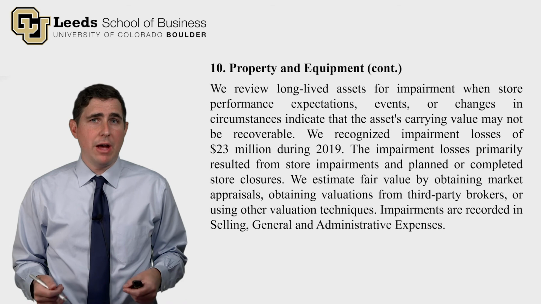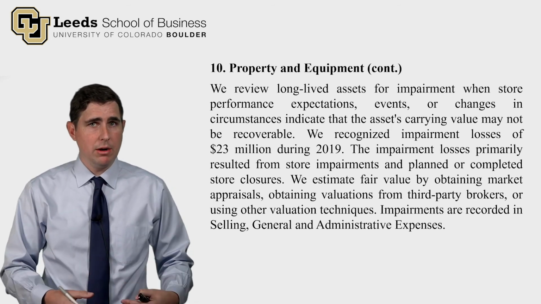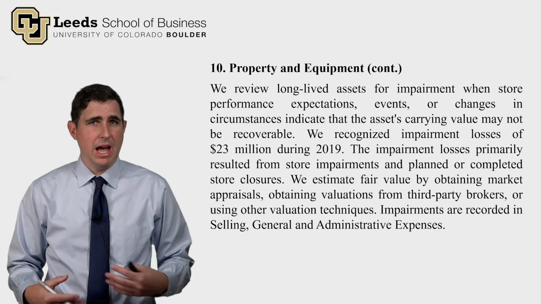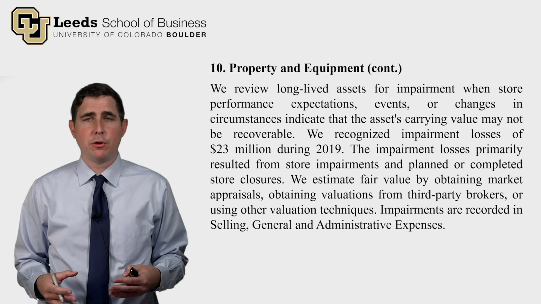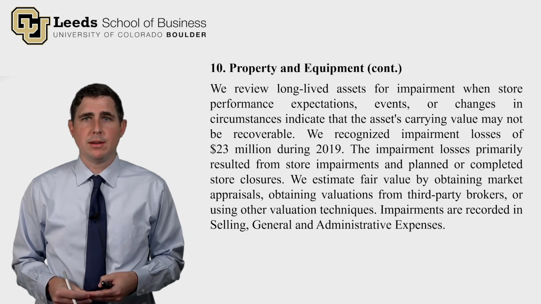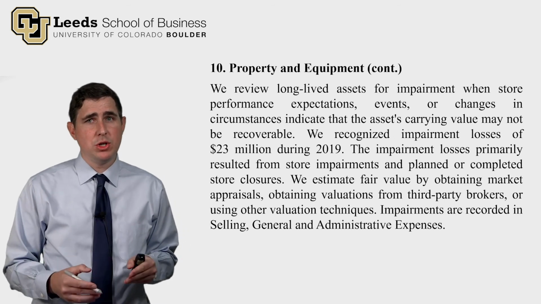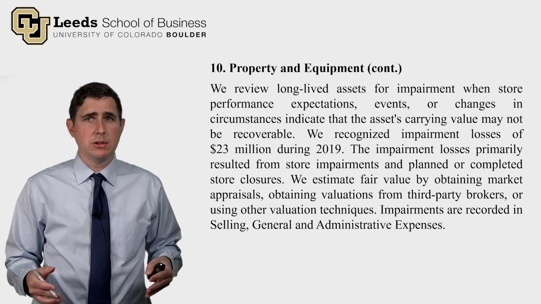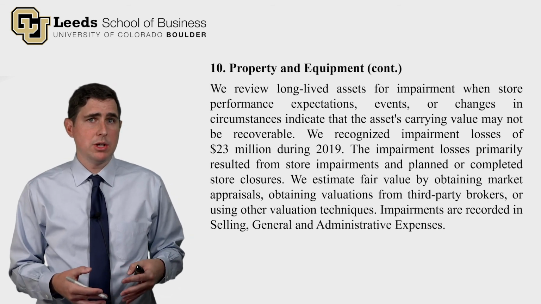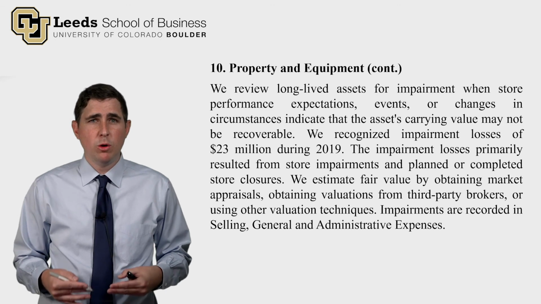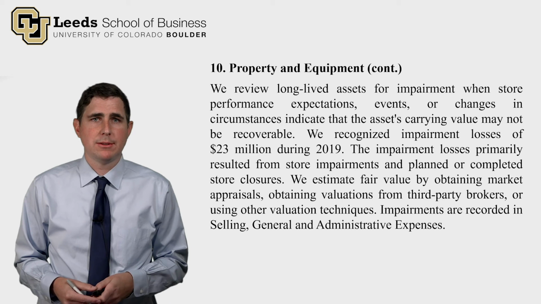They estimate their fair values, so they did the two-step impairment test. They need to compute undiscounted cash flows and discounted cash flows. How do they estimate those values? Well, they obtain market appraisals, valuations from third-party brokers, or other valuation techniques. Their impairments, so I taught you to record impairments in depreciation expense, which is fine. Lots of companies do that. Target chooses to put their impairments into selling, general, and administrative expenses, which is just a different line item on the same income statement as depreciation expense.